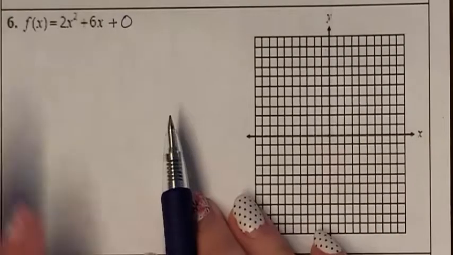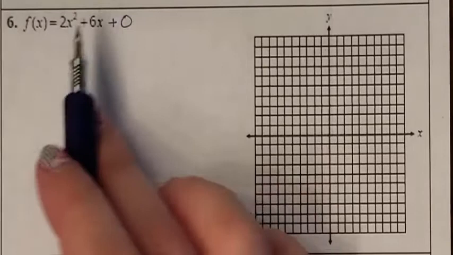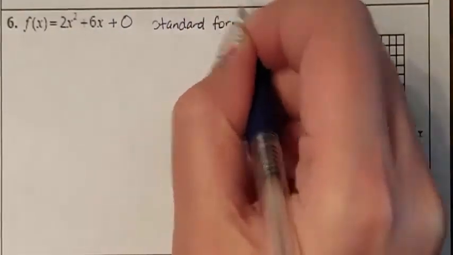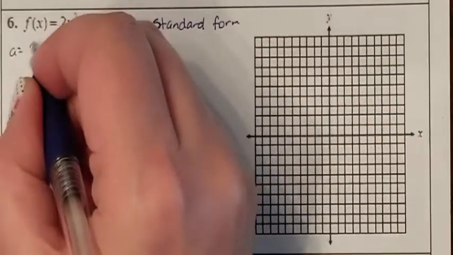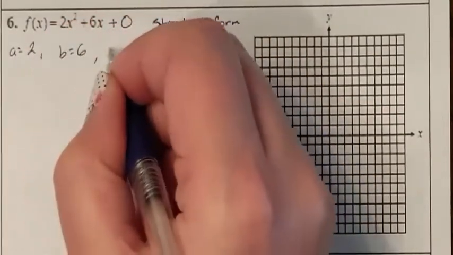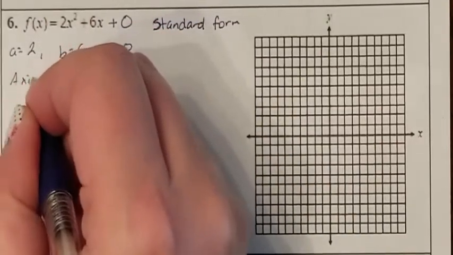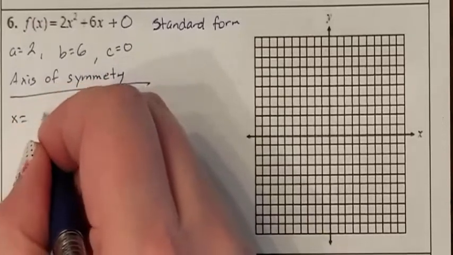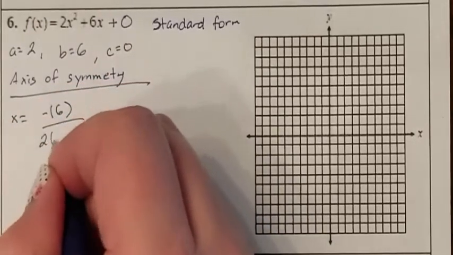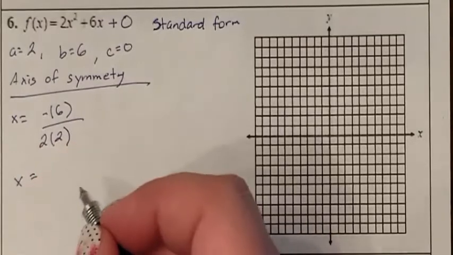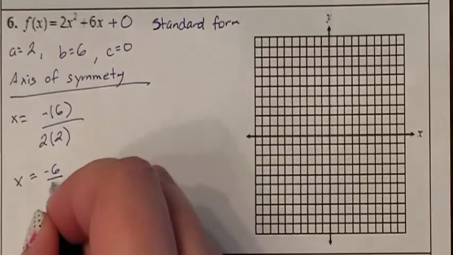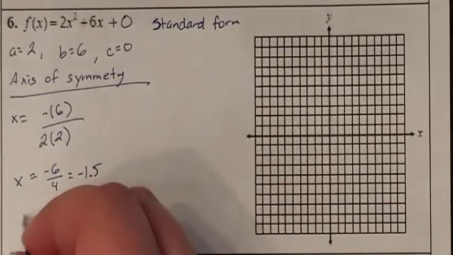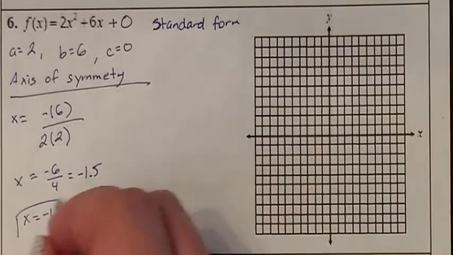You were also asked to solve problem number 6 for independent practice. Because it's x squared, x, and a non-x, I know that this is in standard form. If it is in standard form, you need to locate your A, your B, and your C so that you could then find the axis of symmetry. The axis of symmetry is x equals the opposite of B all over 2A. So my axis of symmetry is -6/4, which is equivalent to -1.5. So I know my axis of symmetry is at -1.5.